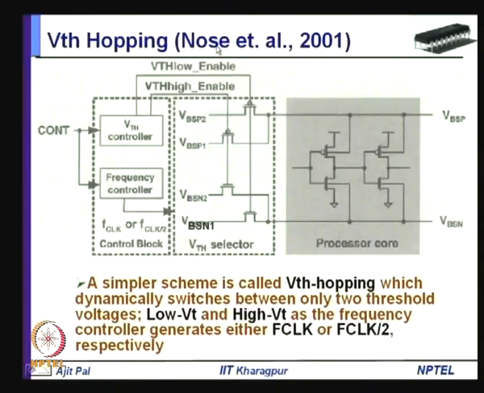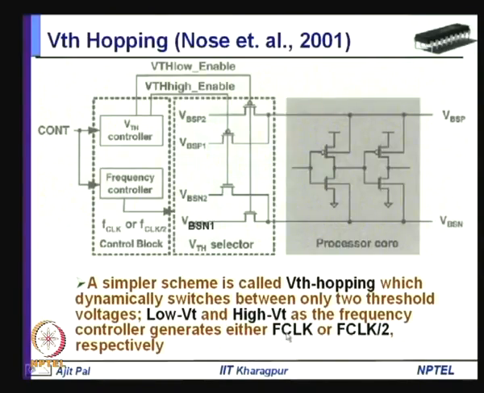It has been proposed by Nose et al. sometime in 2001, which dynamically switches between only two threshold voltages, low Vt and high Vt, as the frequency controller generates either f clock or f clock by 2. So, you will be using only two clock frequencies, f clock or half of it, and accordingly you will be using low Vt or high Vt. Obviously, for higher frequency you will require lower threshold voltage, and whenever you reduce the clock frequency by 2, you can use higher threshold voltage. The switching will depend on the activity level required by the application.